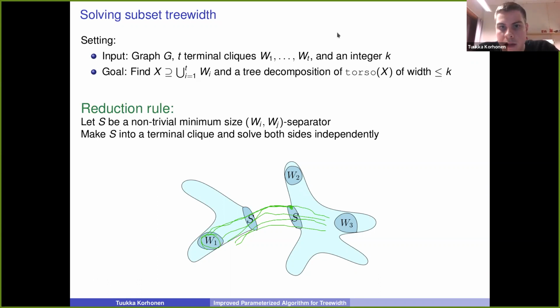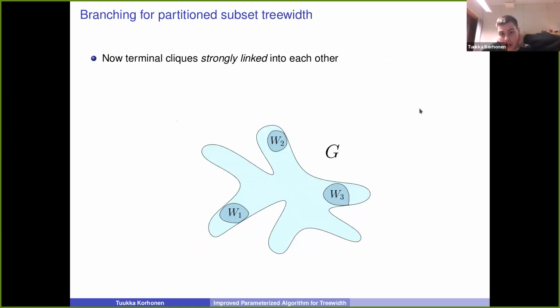Yeah, let's clear this drawing. So this is the reduction rule, and I don't have many slides left. I hope I can be ready in 10 minutes. Less than 10 minutes.